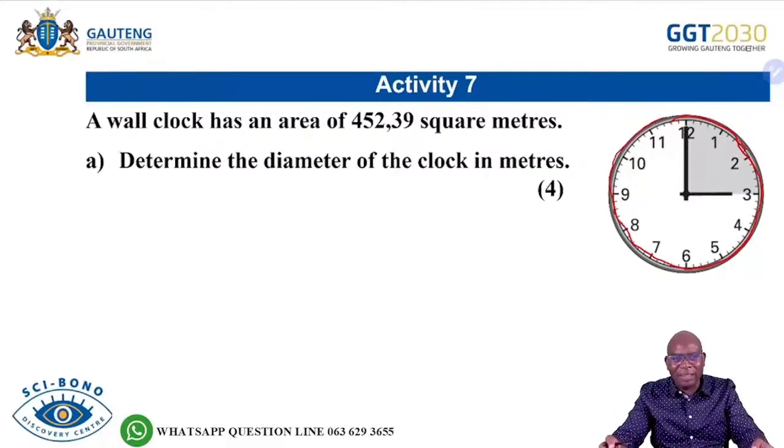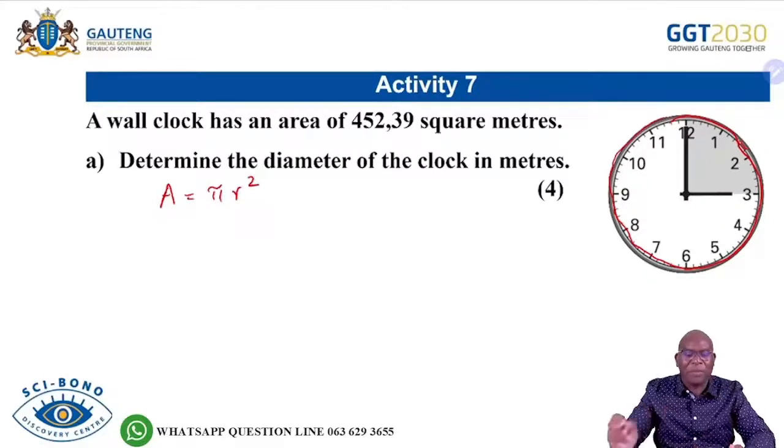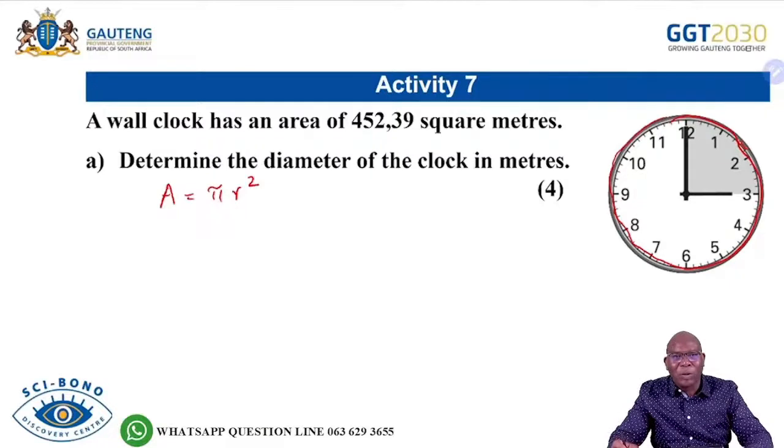For the circle, you need pi, which is a known value, and you also need the radius. So if you remember, the formula for the area is A equals pi r squared. So I've got the pi, which I know. I've got the r, which I don't know.